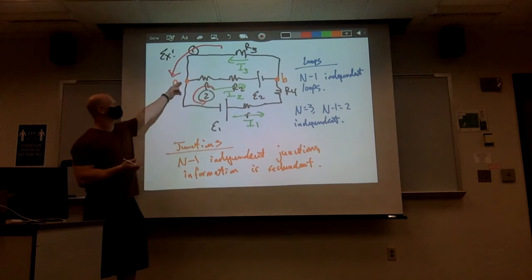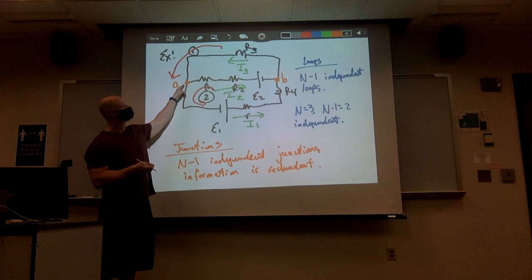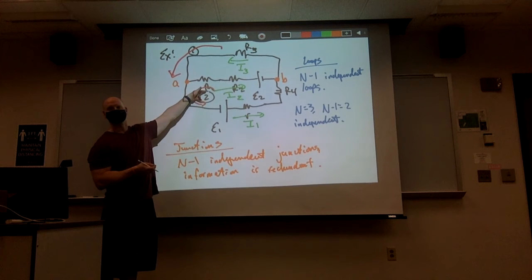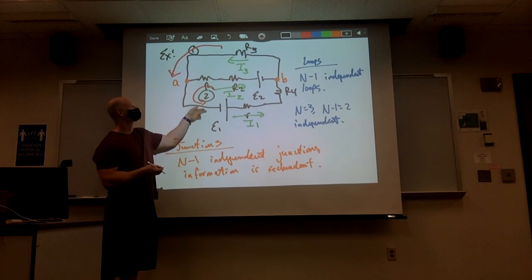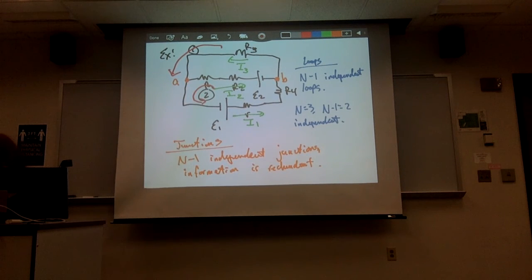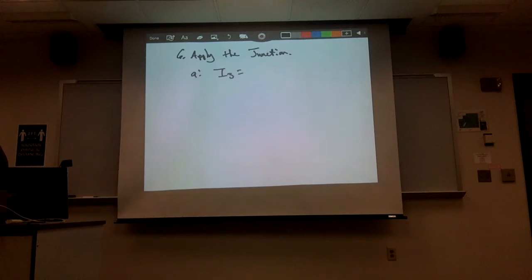But what currents are coming out according to A? Well, 1 and 2, right? So I have current 1 coming out, current 2 coming out. So in this case, my junction rule simply says that I3 must be equal to the sum of I1 plus I2. Okay. Finally, step number 7.